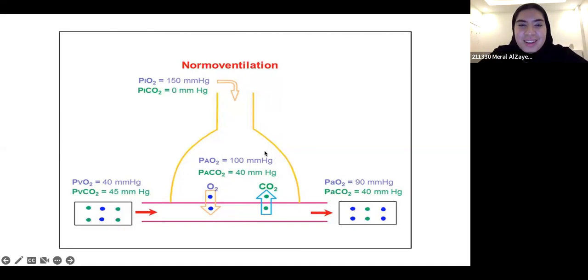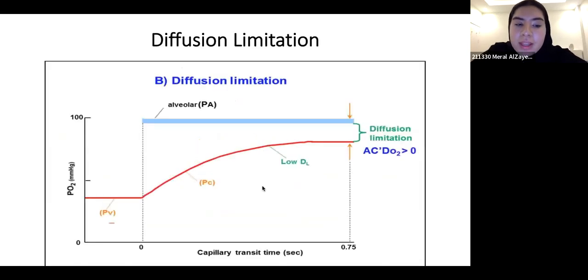Okay, wait, let me show you. In diffusion limitation, the number doesn't matter. You know how we said, for example, the number would be 80, because here it's 100 and here it's 80, so 100 minus 80 is 20? But it can also be like 100 minus 60, and it would be 40. There isn't a specific number for diffusion limitation. It just depends on the scenario of the patient, and diffusion limitation can be caused by many diseases. Okay, is that clear?